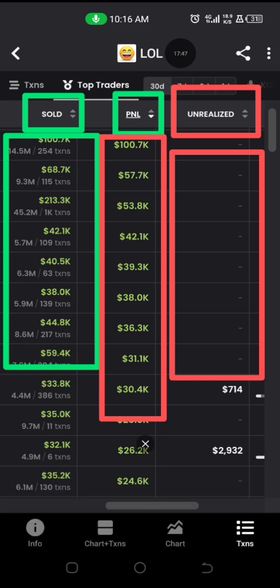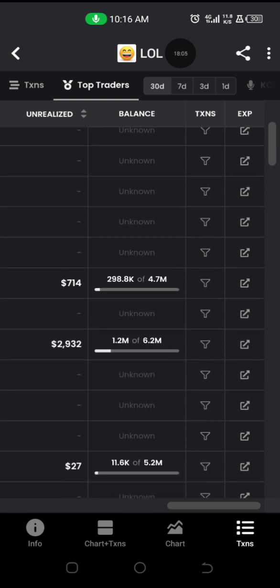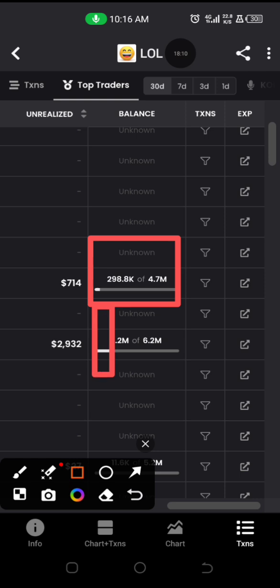Now let's scroll again so you can see balance. You see unknown, unknown, unknown, unknown. So it appears that Dexscreener is unable to track the balance of those wallets. And those that have a balance, you can see they have certainly sold, but they didn't sell everything. You are going to see the balance.